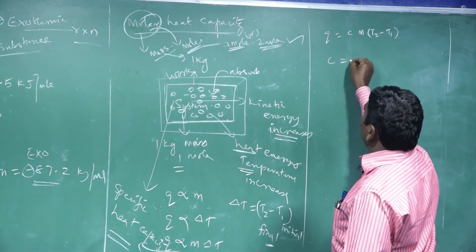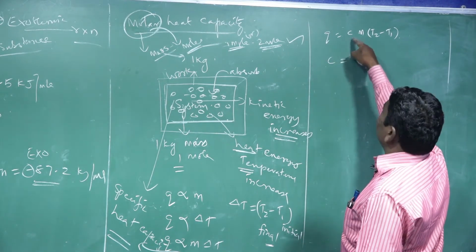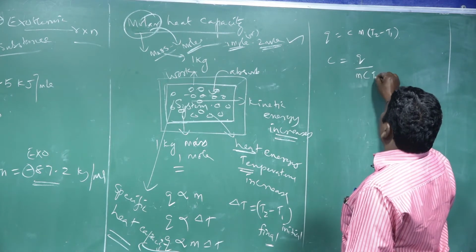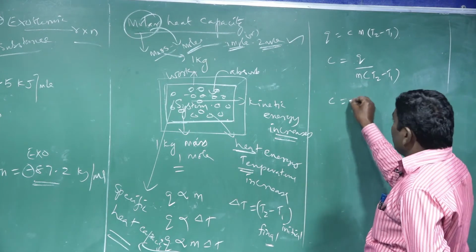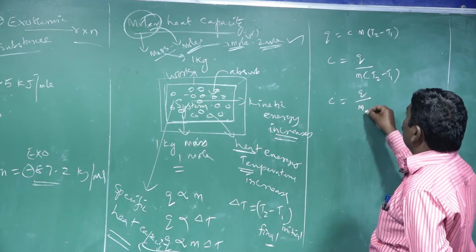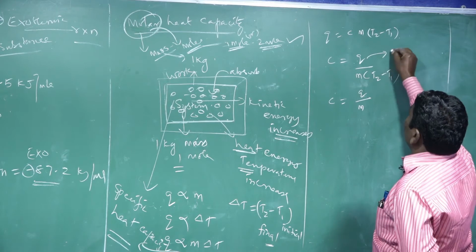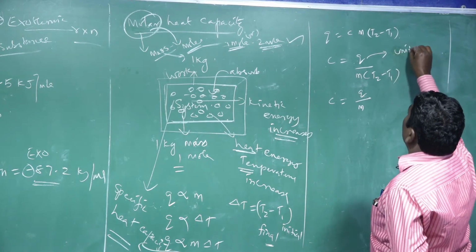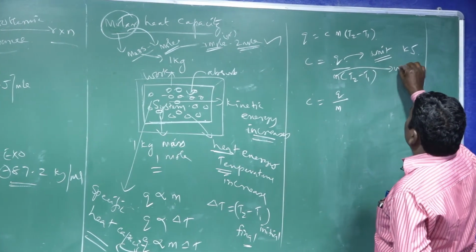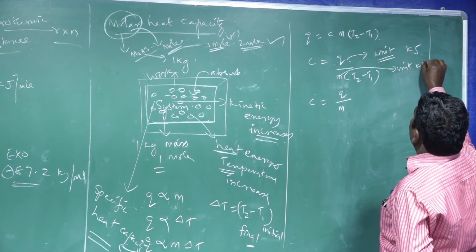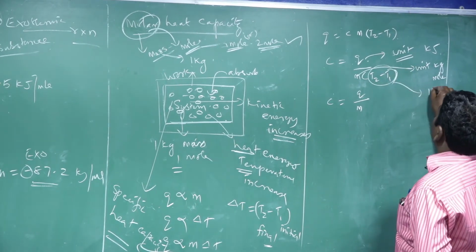Now you see, C is equal to specific heat capacity, that is C is equal to Q by M into T2 minus T1. Now what are the things you should understand from here? C is equal to Q divided by M, where M is mass, and T1 and T2 are temperatures. For Q, we can write its unit as kilojoule, and for M its unit is kilogram, or you can write it in mole. The temperature we can write in Kelvin.